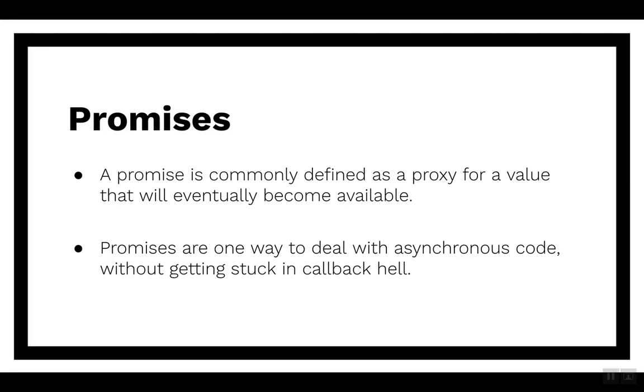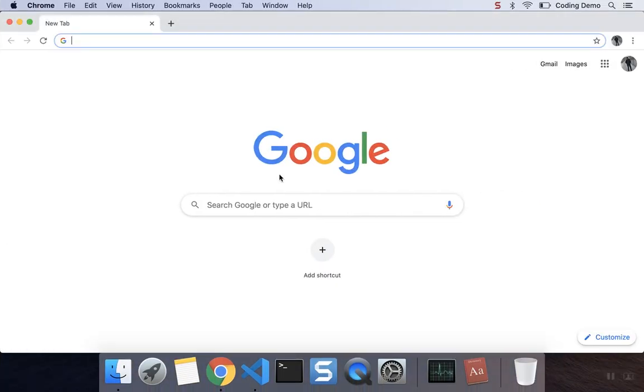A promise is commonly defined as a proxy for a value that will eventually become available. So imagine you're a kid and your dad promises you that he will take you camping next week. Now you don't know if he'll take you camping, or he might not take you camping because he might be busy, right? So that's a promise. A promise has three states. Let me go back in here real quick and open up the console.